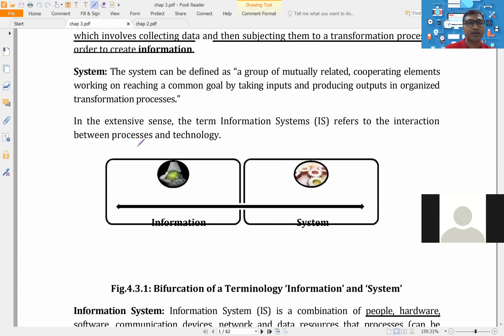What is information? If you remember, what we collect is always known as data. Then we process the data, and the output of that process will be known as information. What is system?